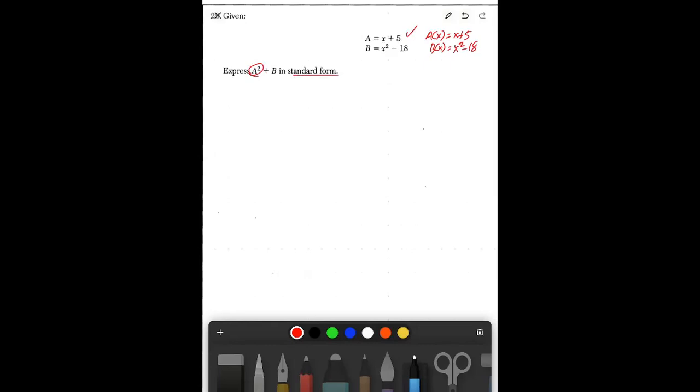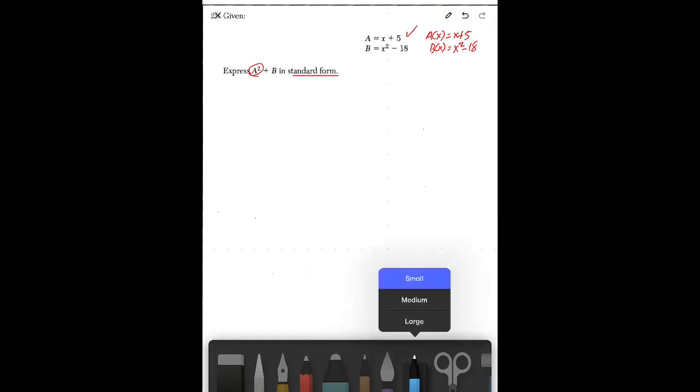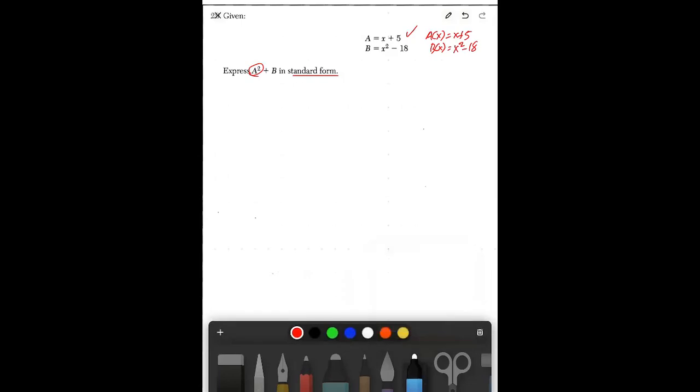And they want us to put it in standard form. First of all, I'm not sure if you know what standard form is, so I'm going to review it real quick. I'm going to start by making up a problem: 6x to the third minus 4x to the fifth plus 9x to the first plus 2x to the seventh minus 30.